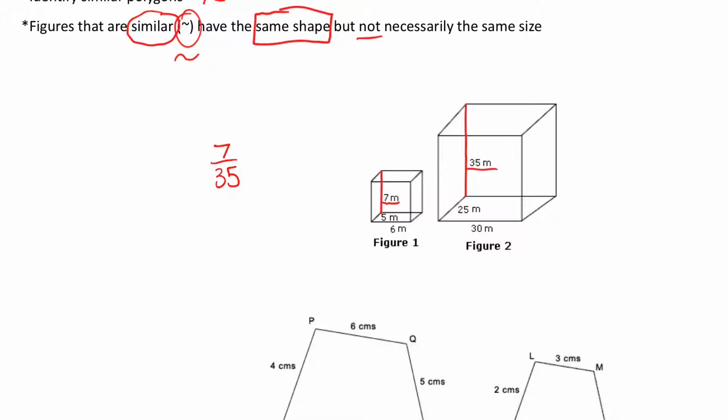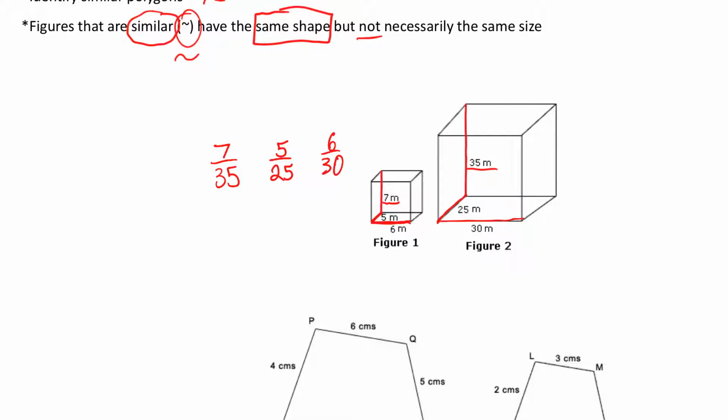Now, the 5 is talking about this dimension right here. What number corresponds to that on the other one? The 25. So the 5 corresponds to the 25. And now the 6 is this dimension. What number matches up to that? 30. So the 6 goes to the 30.